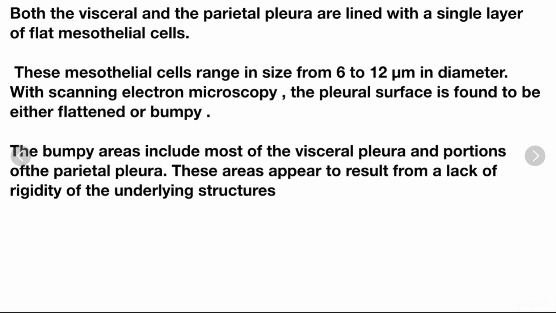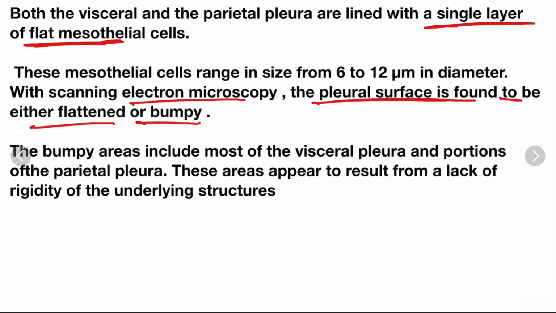Both the visceral and parietal pleura are lined with a single layer of flat mesothelial cells. These flat mesothelial cells are very important, and they are lined as a single layer. Mesothelial cells range in size from 6 to 12 micrometers in diameter. With scanning electron microscopy, the pleural surface is found to be either flattened or bumpy.